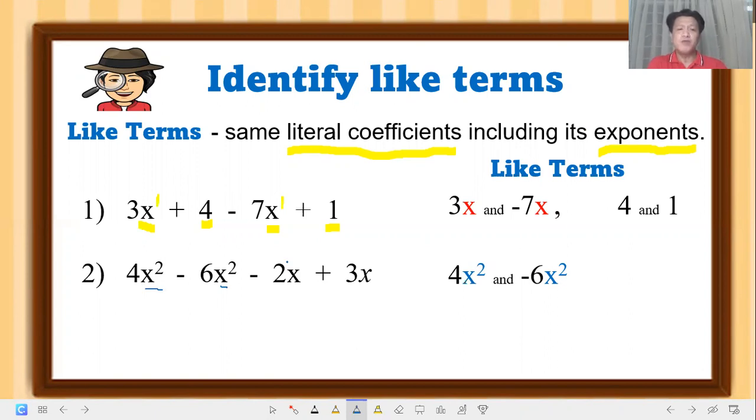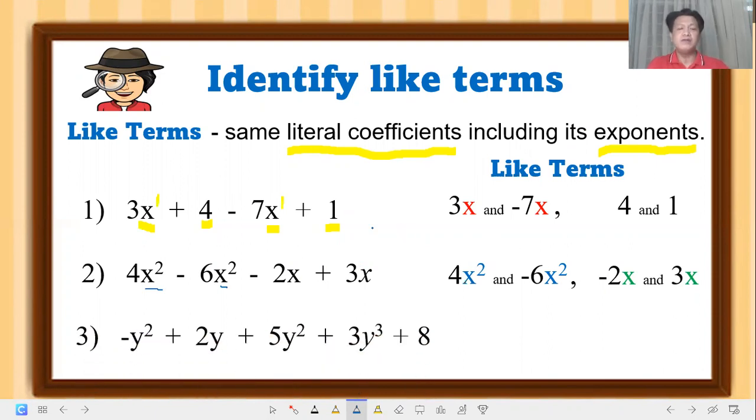Dito naman, kung mapapansin mo na, di ba, meron tong x, meron tong x, pero kung babalikan mo sa definition, di ba, kailangan parehas ang exponent. So remember, this is first degree, kaya yung negative 2x tsaka 3x po natin ay like terms. Kasi magkaiba po ng exponent ang x squared at x. Yung isa second degree, ito ay first degree lang siya.